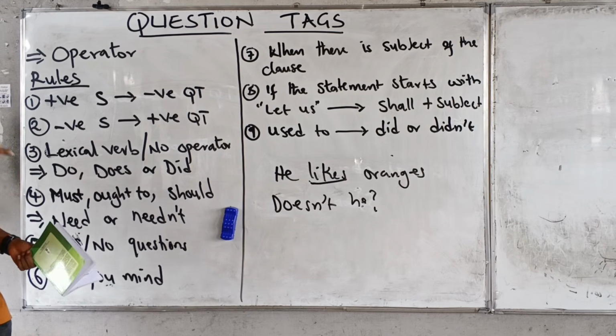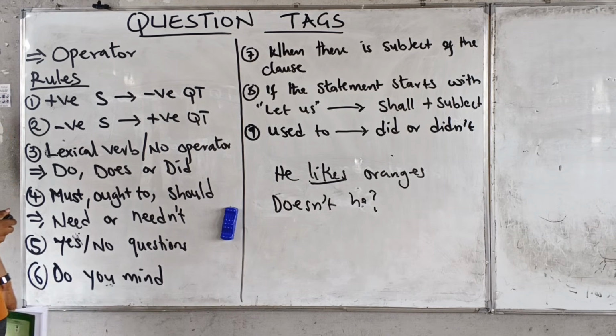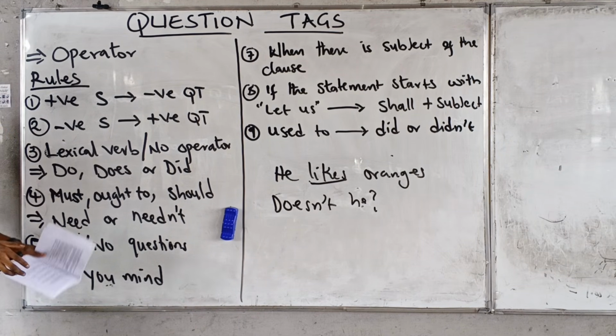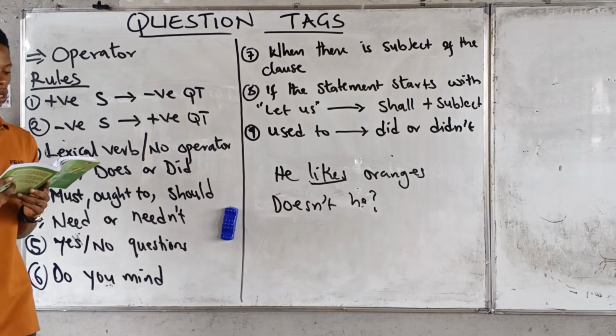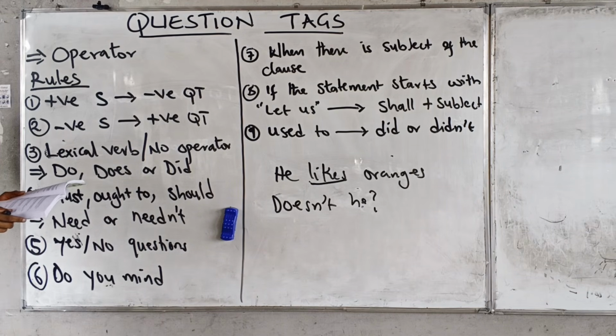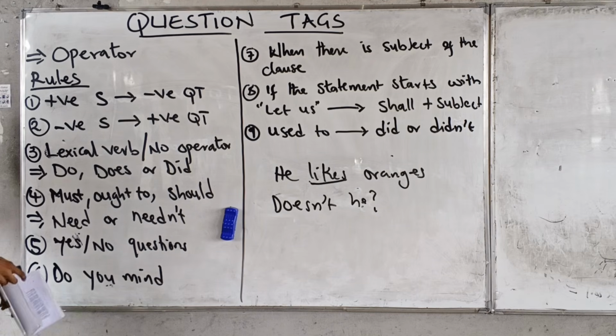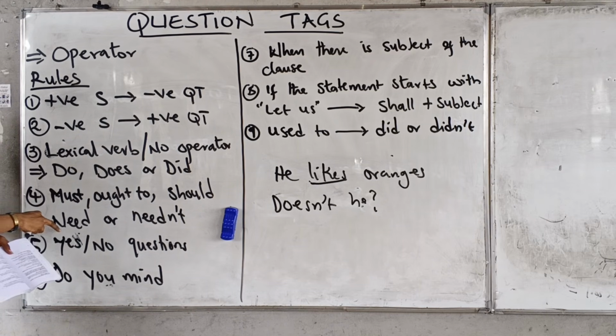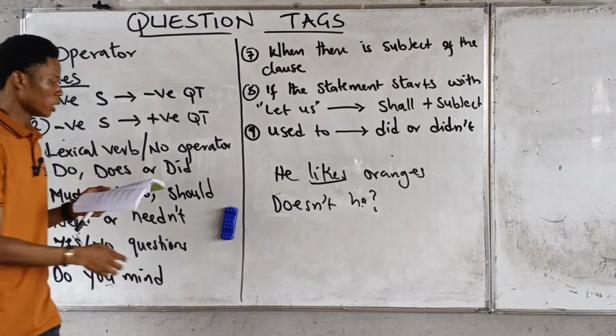After all these rules, we'll take past questions, so you see where you see them in exam. Now, the next rule, number 4. When must, ought, or should is used to mean necessity or something that is necessary, what do you use? You use need or needn't.